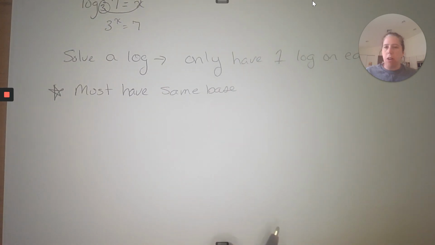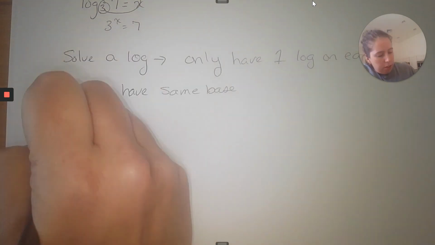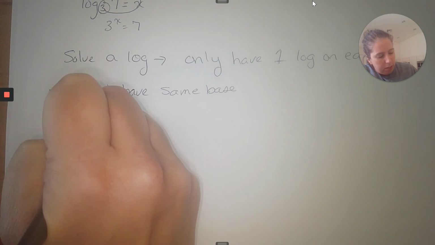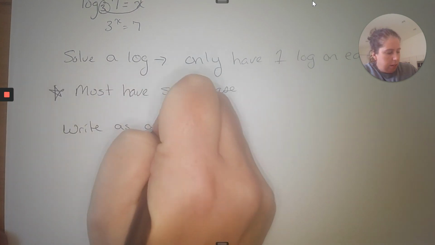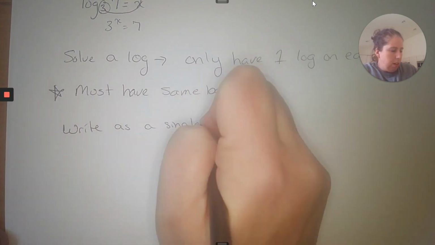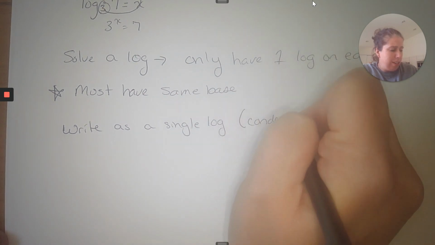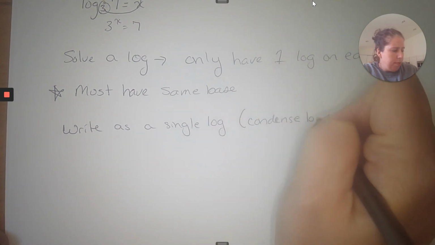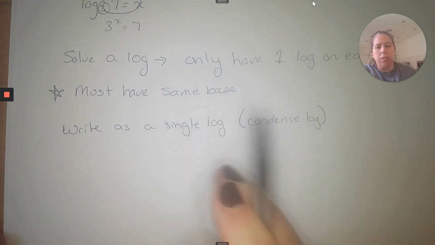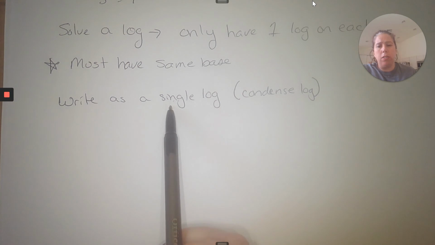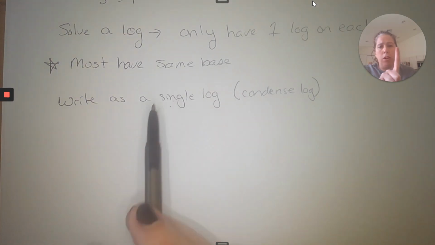All right, so we got a couple of rules. You got to make sure you understand these. So the first thing is it's going to say write as a single log, right? They also might say condense the log. Usually it's write as a single log, and that's how I was taught. Write as a single log means you can only have the word log in your problem one time.